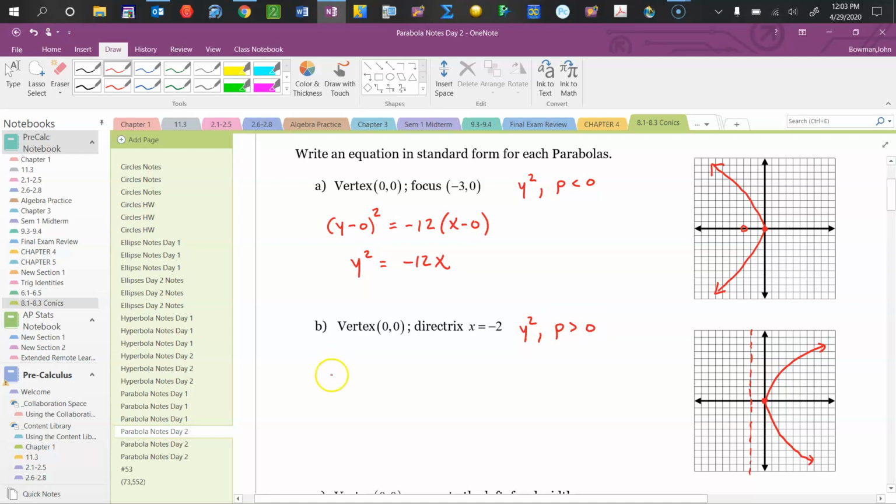And so we have an equation: y minus 0 quantity squared is equal to 4p times x minus 0. The absolute value of p is the distance from the directrix to the vertex. So in this case, that's 2, and p is positive in this case. So 4 times 2 is going to be 8 times x minus 0, or y squared is equal to 8x.